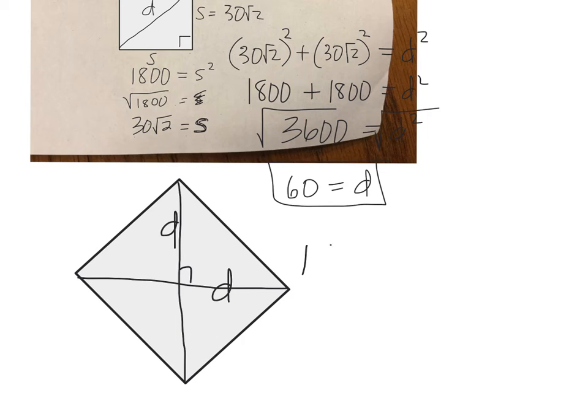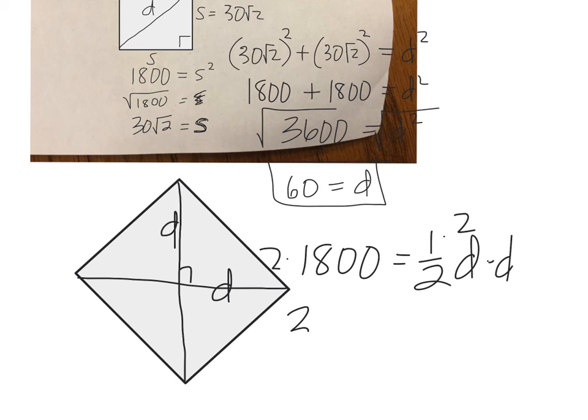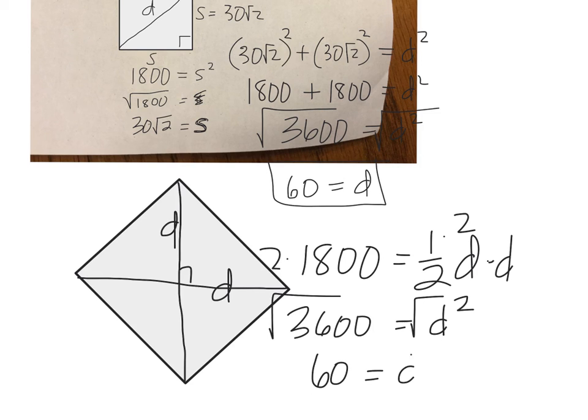So let's see if we can do this straight away. 1800 equals 1/2 of d times d. Remember, the diagonals of a square are the same. So if I multiply both sides by 2, here we go, 3600 equals d times d, which is d squared. And then when I square root both sides, I get 60 as the length of the diagonal.